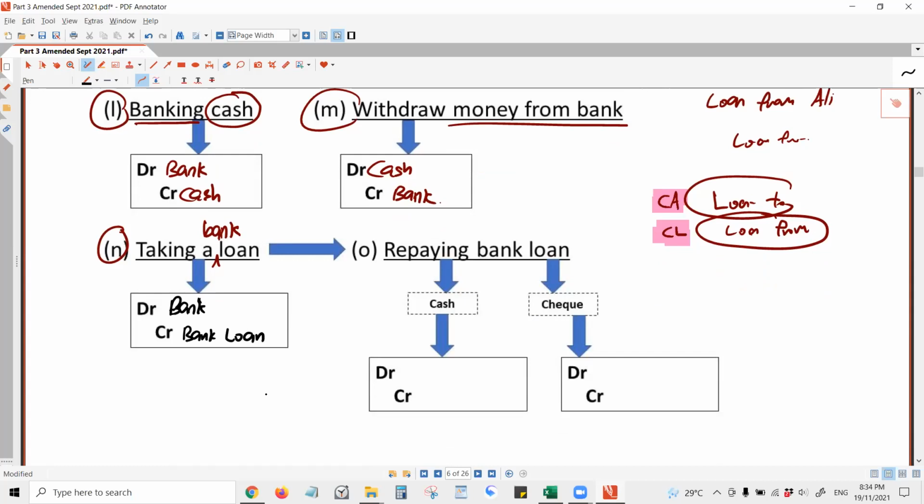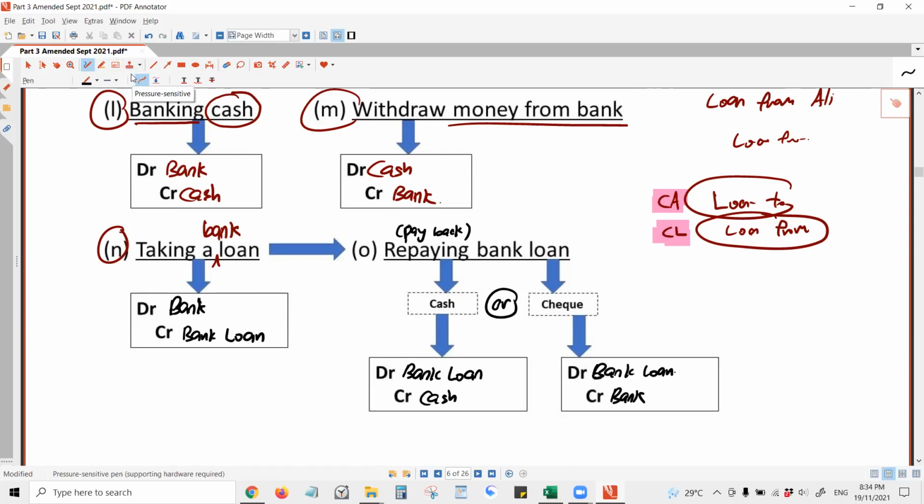When you have borrowed money, do you have to pay back? Yes, you have to pay back in the future. Pay back also means repay. So when it comes to repayment, you have a choice. You can repay with cash or you can repay with check. If you repay with cash, then you credit cash. If you repay with check, then you credit bank. You have less money in the bank. Then you debit bank loan.